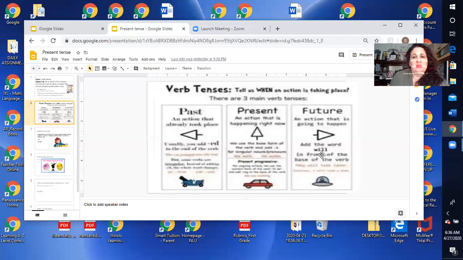The future tense often has the word will. We will go to the store tomorrow. We will go dancing at the party next month. But today we're going to focus on the present tense.